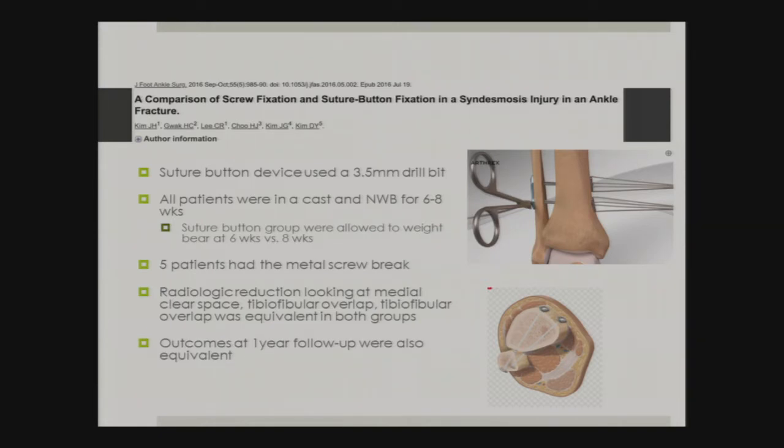All of these patients were kept non-weight bearing initially after surgery. Interestingly enough, they let the suture button group weight bear at 6 weeks versus 8 weeks for the screw group, and they didn't comment on why. They just said that they were able to allow them to weight bear at 6 weeks. 5 patients in the screw group had the screw break, and they considered this a complication. And the radiologic evidence of reduction was equivalent across both groups. And their functional outcomes, stiffness, and pain scores were also equivalent after 1 year of follow-up.